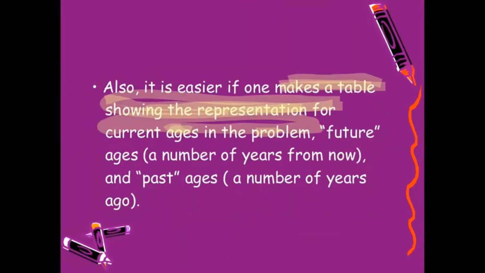Also, it is easier if one makes a table showing the representation for current ages in the problem, future ages a number of years from now, and past ages a number of years ago. So this is the time span in which we are calculating the ages, whether it is future, past, or now. We will have to keep these phrases in our mind, and according to these, we will have to make the mathematical equation or calculation.